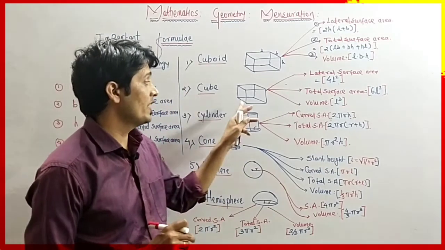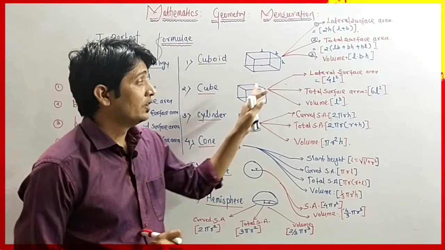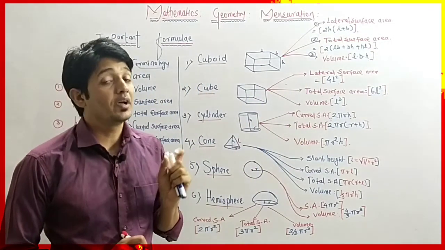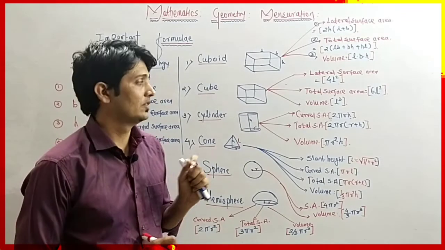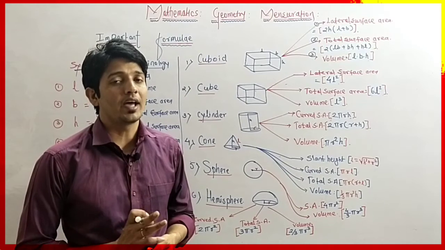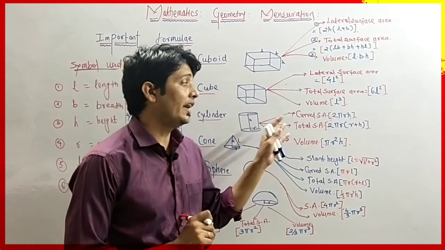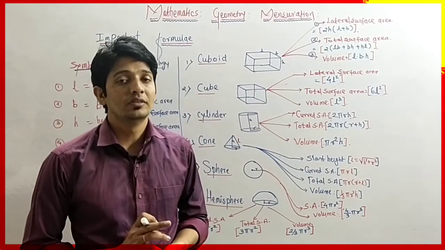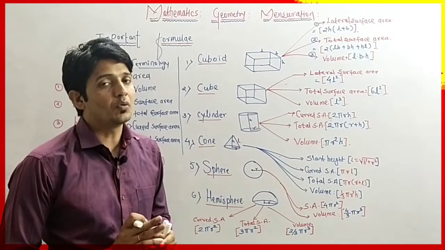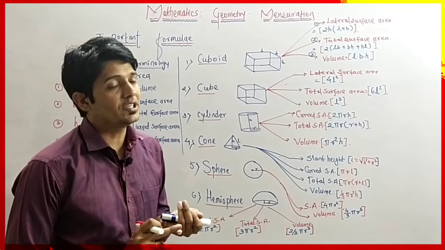Now next we have cube. The lateral surface area of cube is 4 into L square, where L is the length. Then total surface area is 6 into L square. And the volume is L cube. Why L cube? Because all the sides are equal, so L into L into L means L cube.